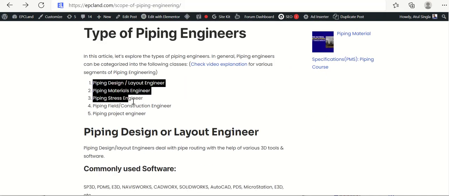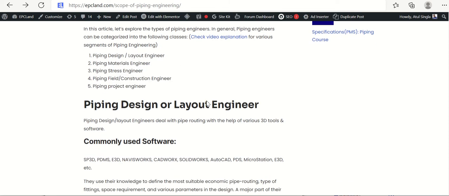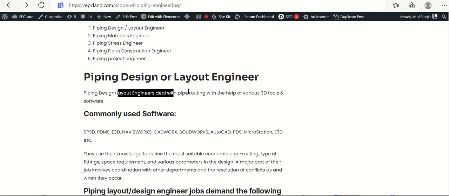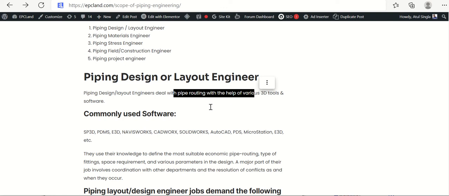Right, as we discussed, these are the 5 types of piping engineers which are commonly found in process industry. So piping engineers are mostly associated with pipe routing, right? Whether they are using 3D models to route these lines or few review softwares just to review how this routing is done. This is the topmost role, or you can say the piping engineer deals with pipe routing specifically.